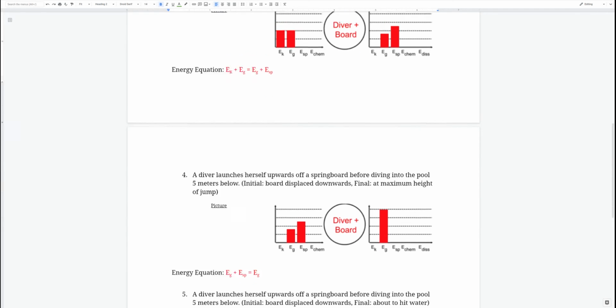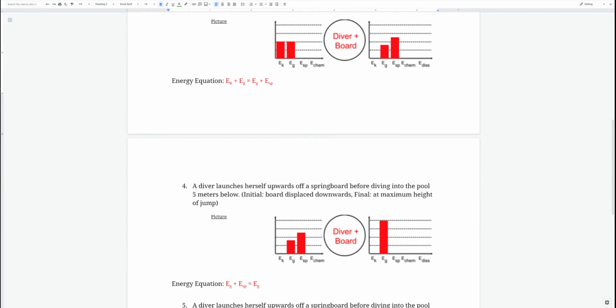So in number 4, this is where we said they kind of go together. Here, number 4, this time, same situation, but the initial position is the board displaced downwards. So that's the one we just drew here, up above. So now, same situation that we just ended with. She's up in the air. The springboard is compressed and ready to launch her up. And then it says final at maximum height of jump. So that's when she's all the way up in the air. So we said at the end here, at her maximum height, it's all gravitational energy.